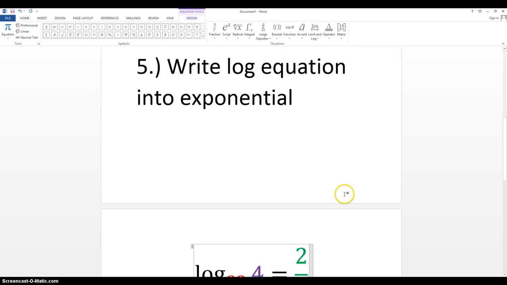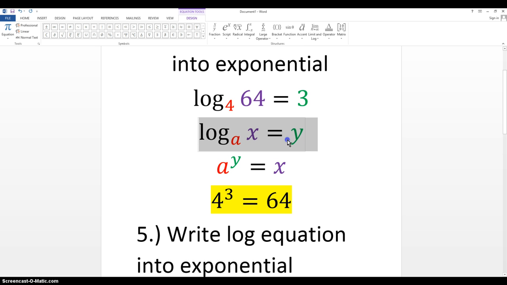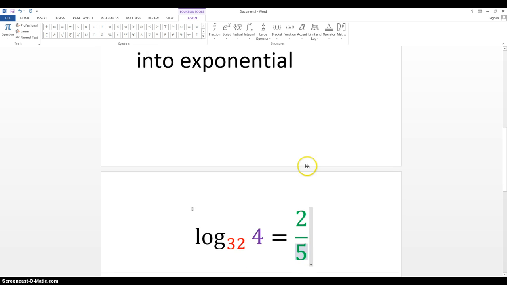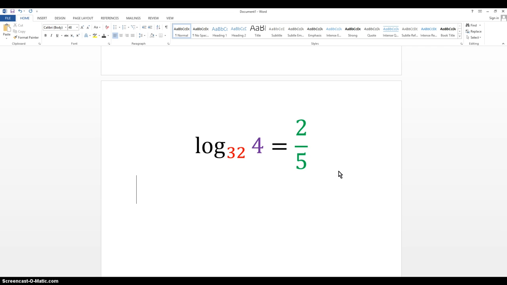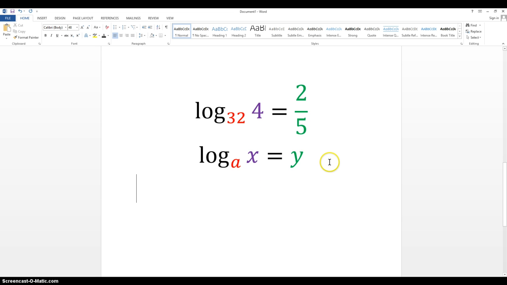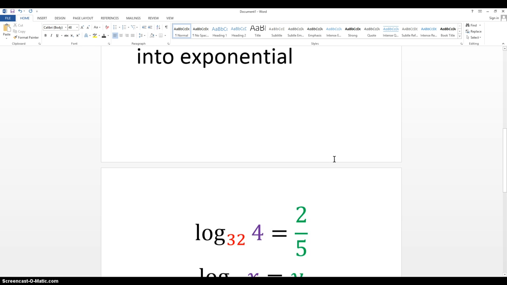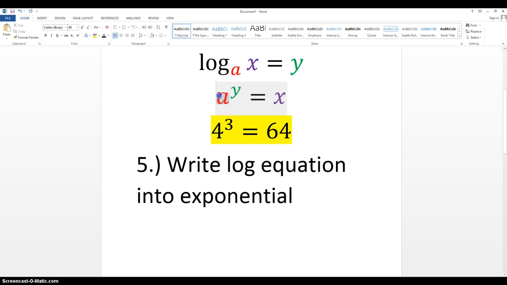Okay, so if we match up the letters, let's go ahead and just place our log equation underneath so you can match up those letters. Okay, letter A represents what number? 32. X represents what? 4, that's right. And Y represents what? 2 over 5, correct. Excellent. Okay, so now we need to rewrite it in exponential form.